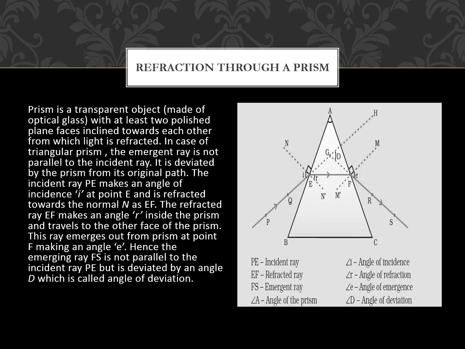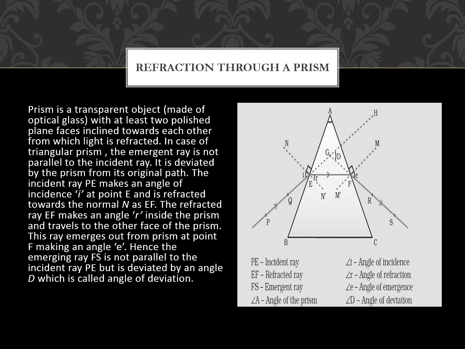As you can see in the figure, the incident ray PE makes an angle of incidence i at a point E, and when it enters into the prism, it will refract towards the normal, that is N. As EF, it is refracted. This is your refracted ray EF.